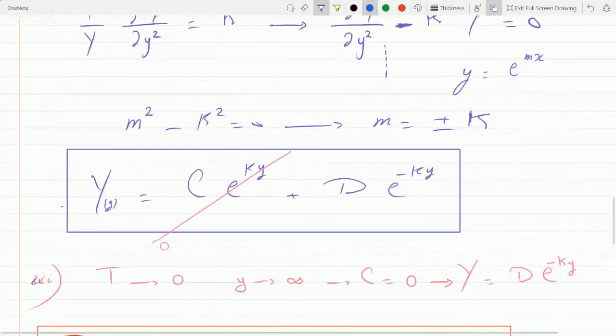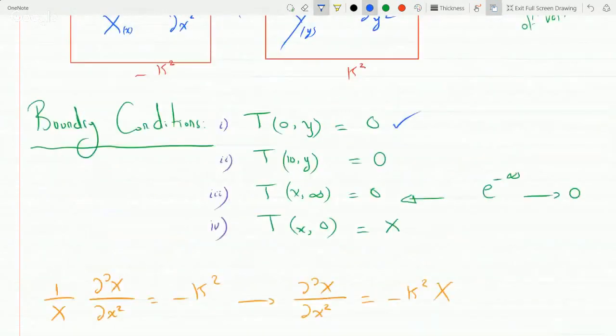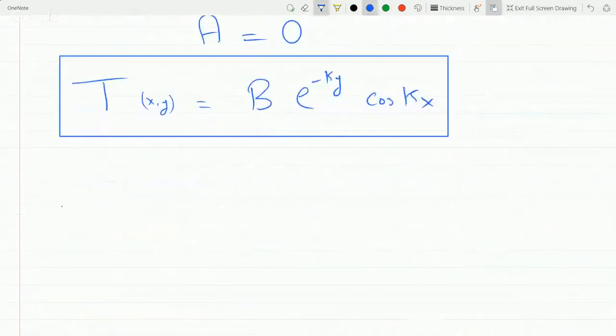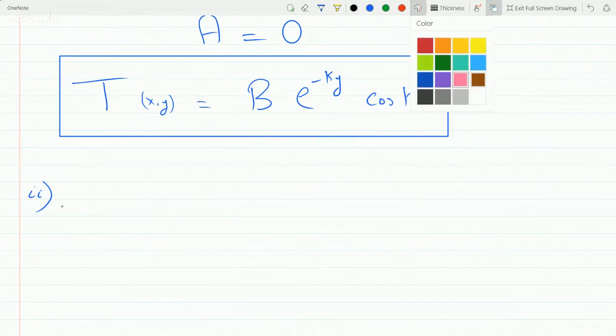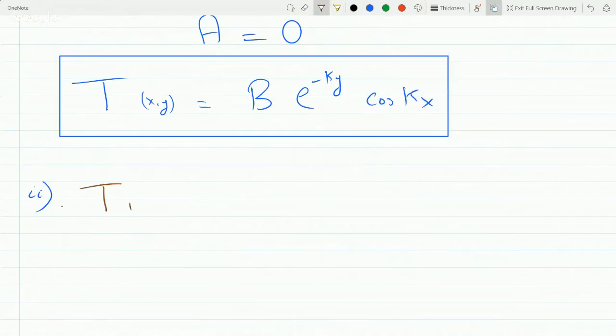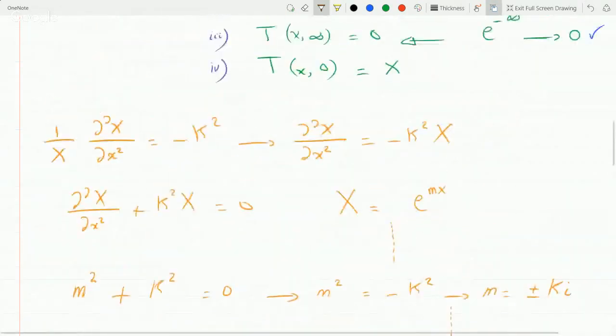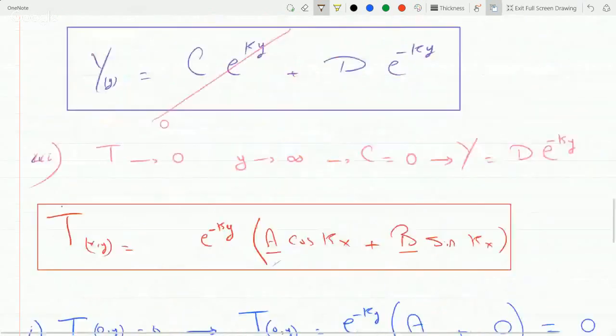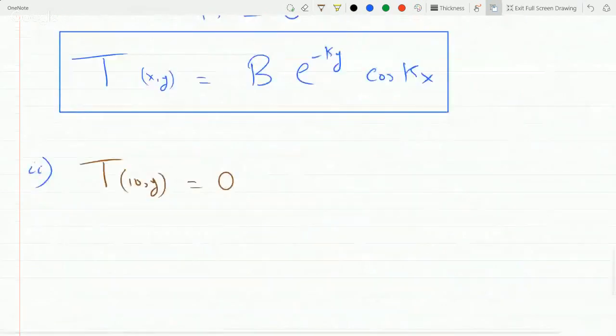Now, back to the boundary conditions. So we've used this one, we've used this one. We still have two boundary conditions. Now this is saying that at (x, 10), the temperature should go to 0. So let's plug that in. So T at (x, 10), I think this is the second boundary condition, right? T at 10y has to equal 0. Yeah, this is the second boundary condition. So plug it in again.